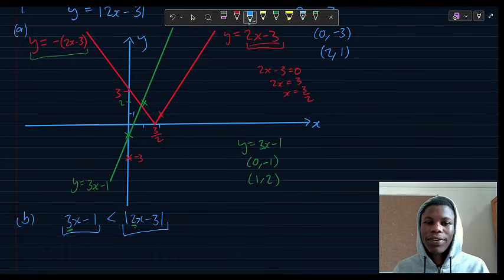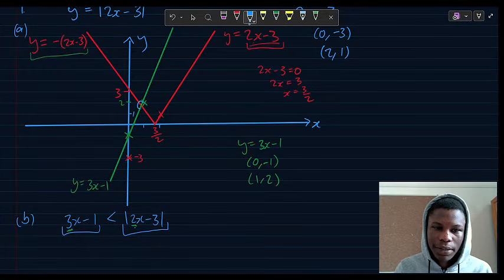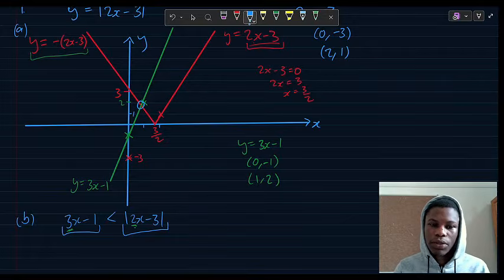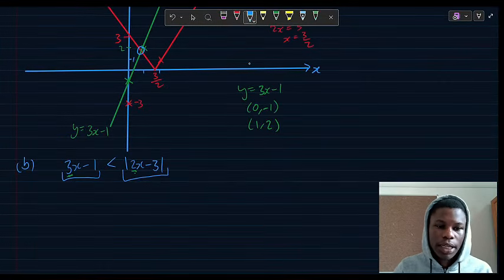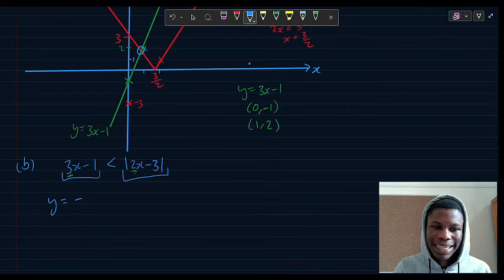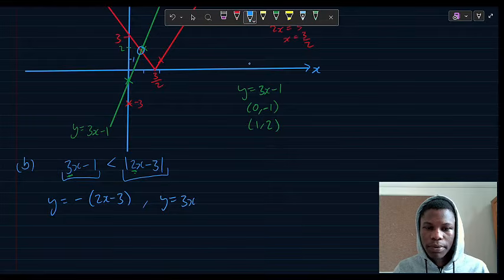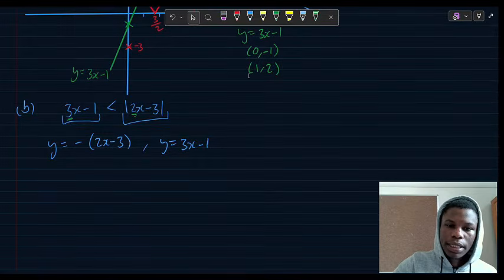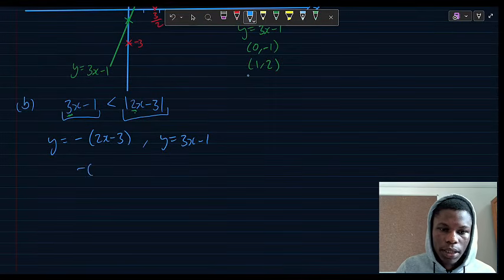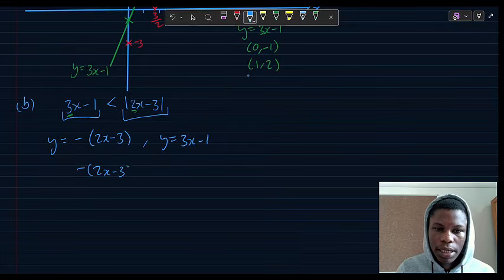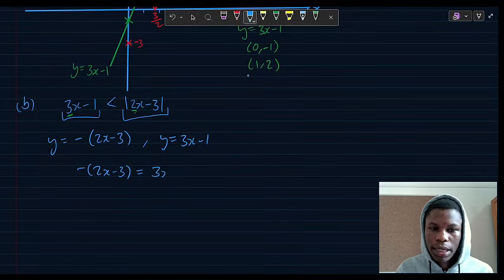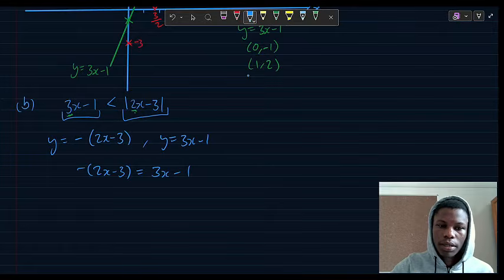So if we want to find that point of intersection, this one here, we have to solve these two equations simultaneously. So we've got y is equal to -2x minus 3, and we've got y is equal to 3x minus 1. So we can just equate the two together. So -2x minus 3 is equal to 3x minus 1.